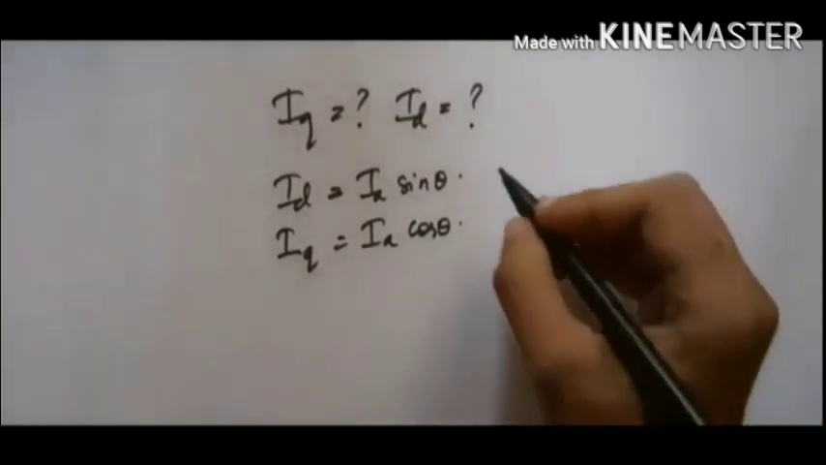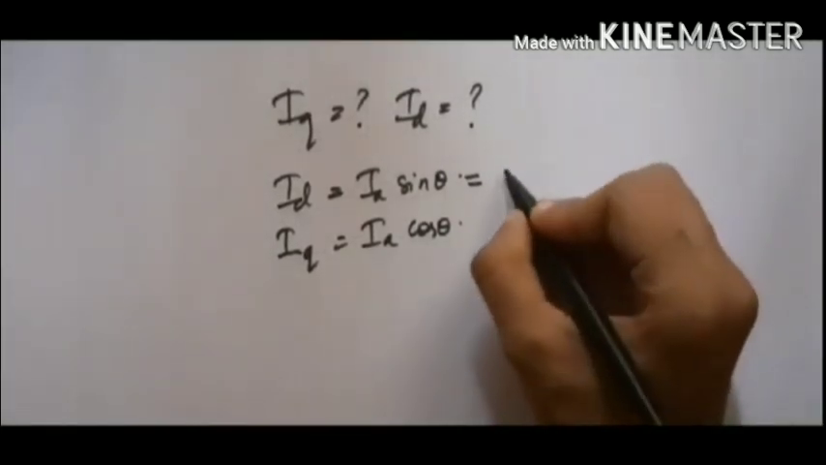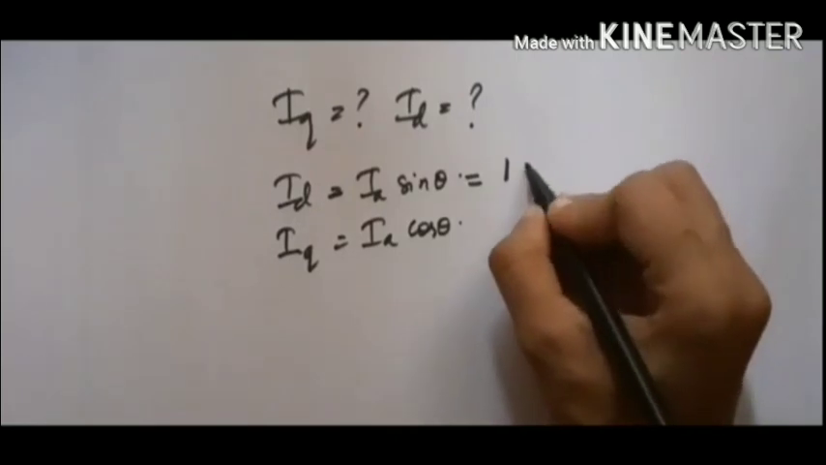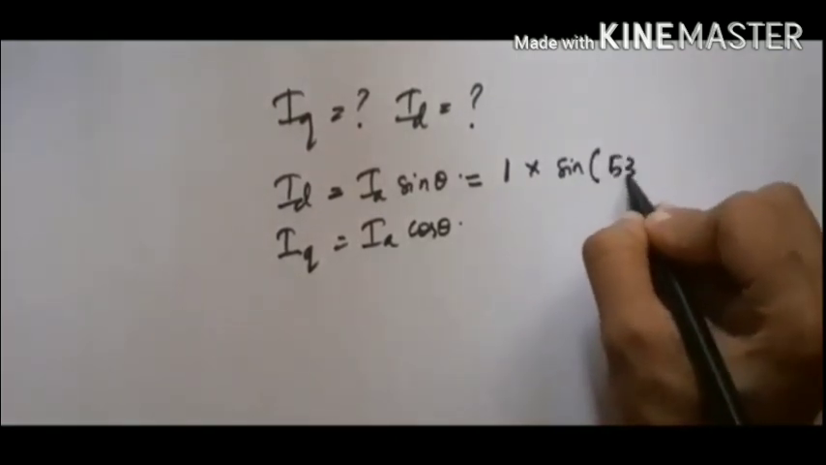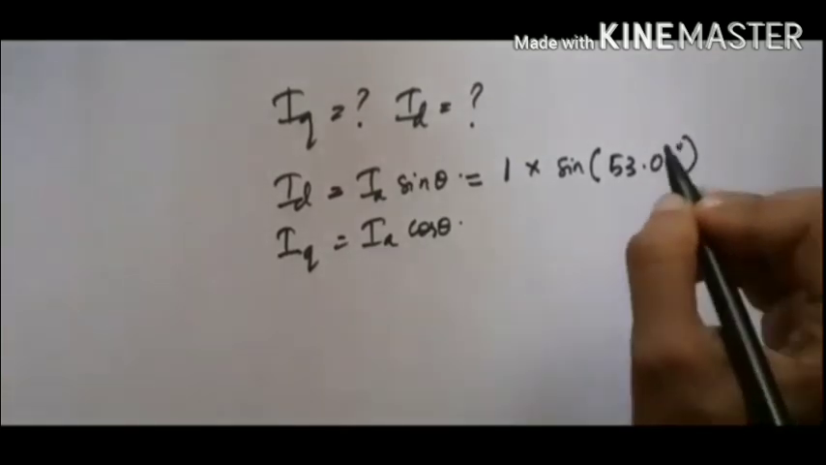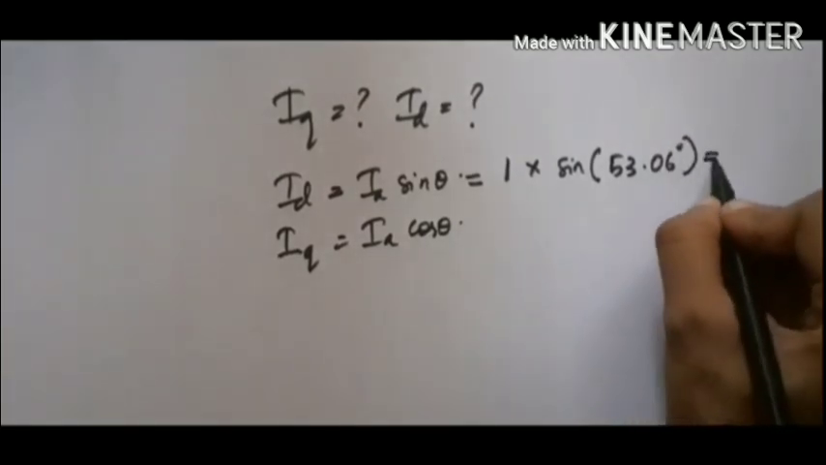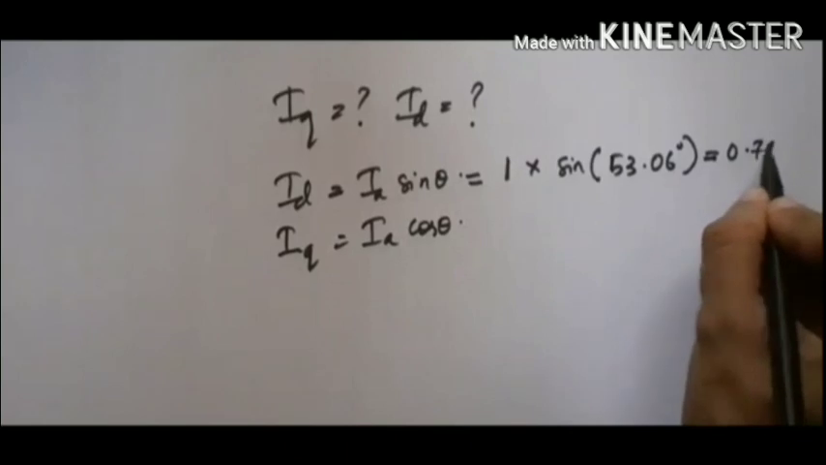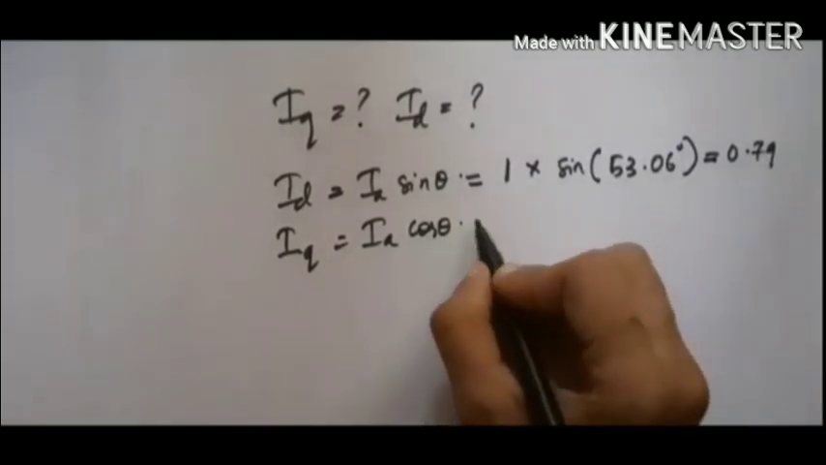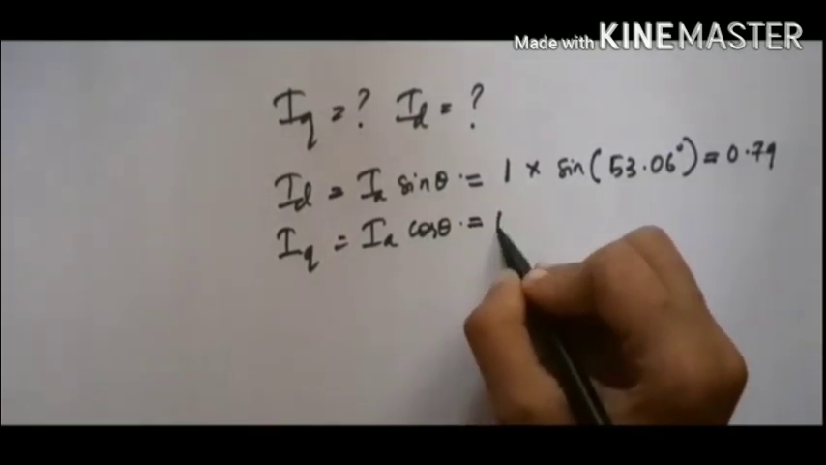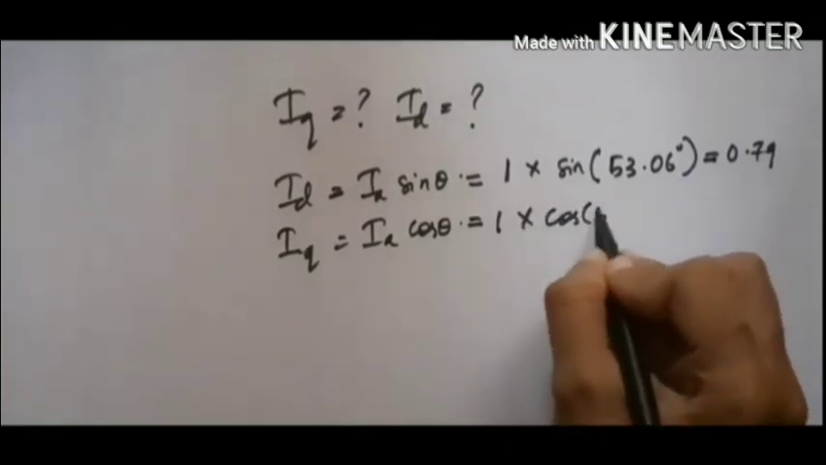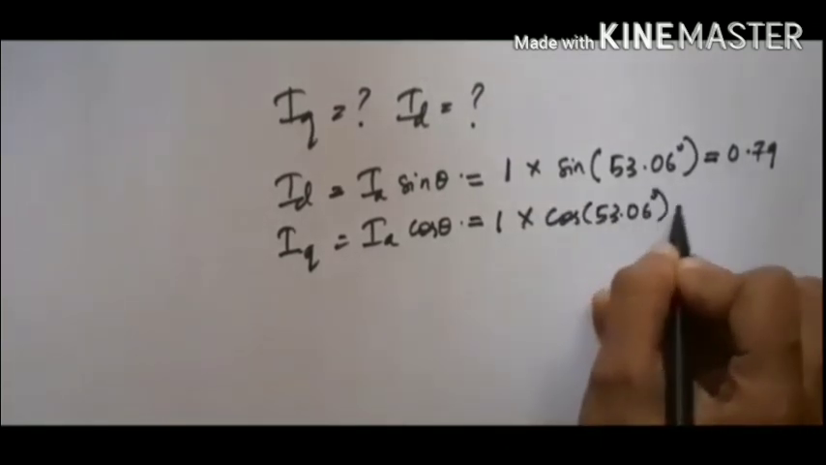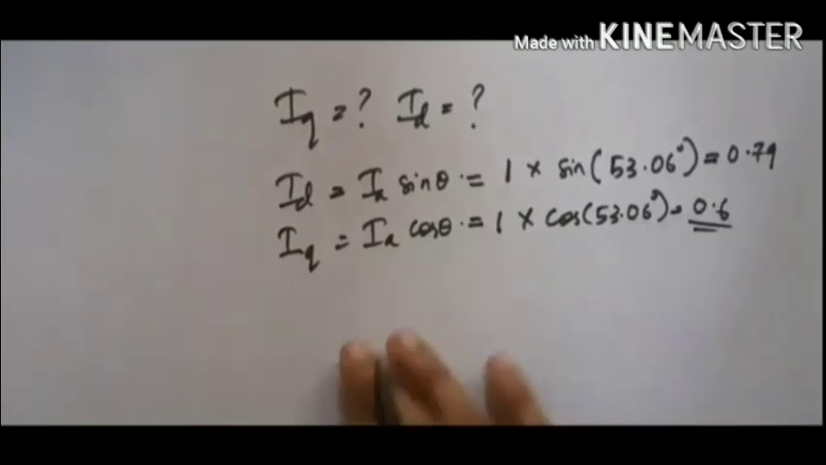So we have ID is equal to, we assumed IA to be 1 per unit, so 1 into sine of theta, which we have got as 53.06 degree. So 1 into sine of 53.06 degree is found to be 0.79 using a scientific calculator. And IQ is equal to IA cos theta, and so it will be 1 into cos of 53.06, that is equal to 0.6.